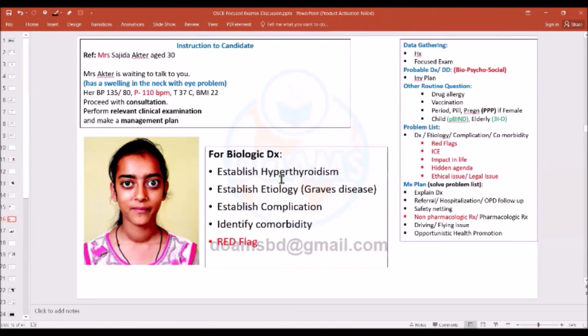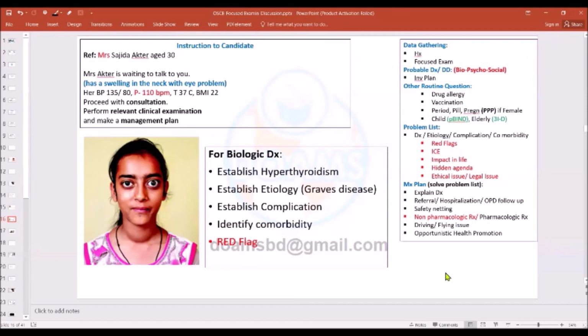It is not only the thyroid disease. For any other disease also, we have to state the diagnosis, the functional aspect of the diagnosis, the complication, the comorbidity, and the red flag. Suppose it is diabetes or your other chronic disease. In this way, you can make a complete examination plan, doctor. So it will be focused.